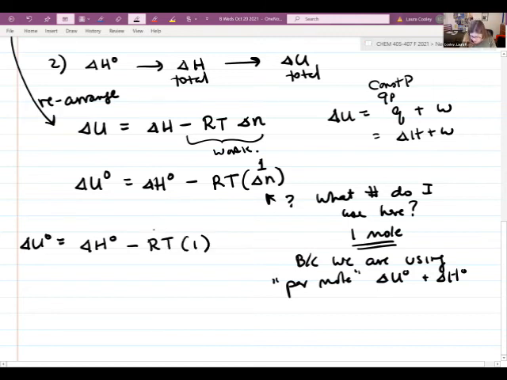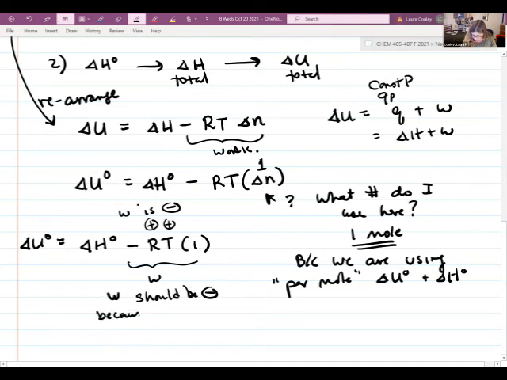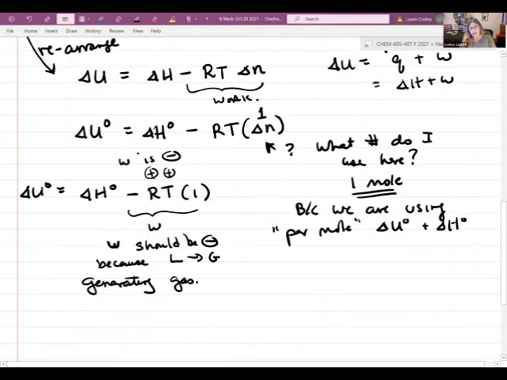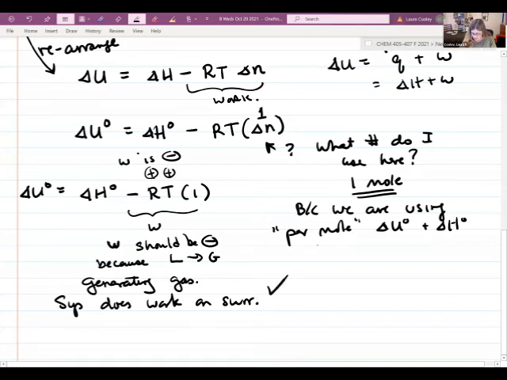And notice that temperature and R, these are both positive. So the work is going to be negative. Does that make sense? Remember, this is a work here. Work should be negative because we're going from a liquid to a gas. We are generating gas. When you generate gas, it does work. The system is doing work on the surroundings. So the work should be negative. So that works. That's great.